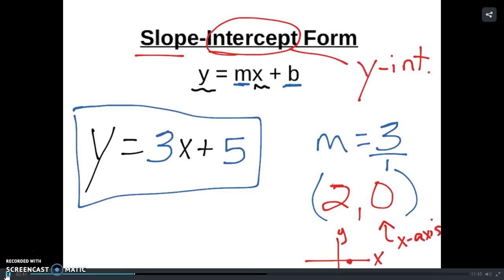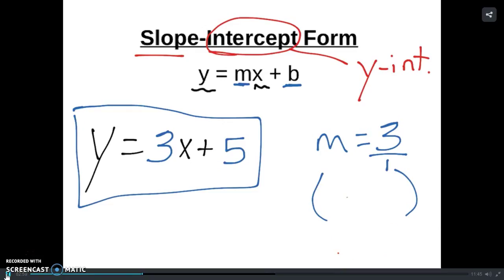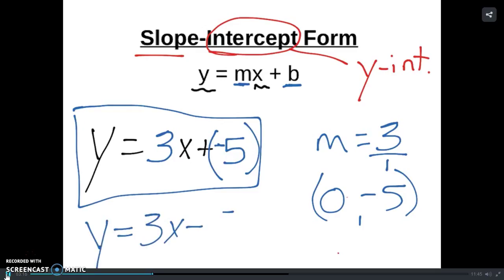Other common mistakes: people forget that if your y-intercept is a negative number, they forget to put the negative number in there. You have to be sure that you're really careful about that. So if this had been negative 5, (0, -5), then you would need to put that in here, and it would be plus a negative 5, and you would rewrite your equation as y equals 3x minus 5.